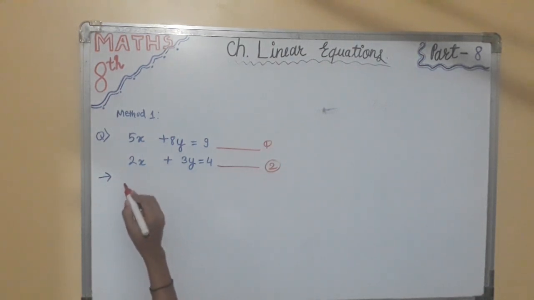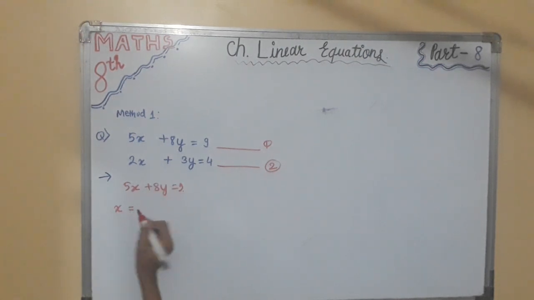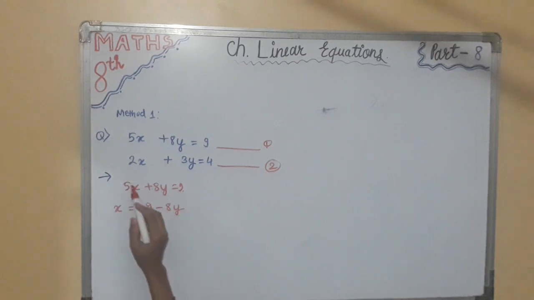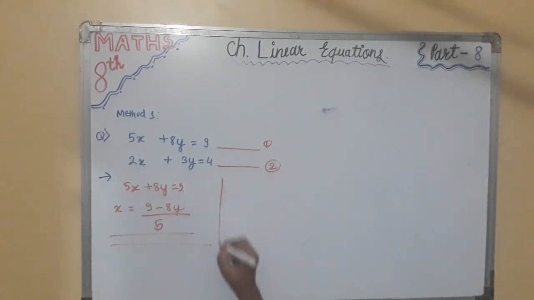In that, 5x plus 8y is equal to 9. We'll make x as the subject, so x will be equal to, this was plus 8y, it will transpose and get 9 minus 8y. 5 was in multiplication with x, so it will go in division with RHS. So, upon 5. This is the value of x.